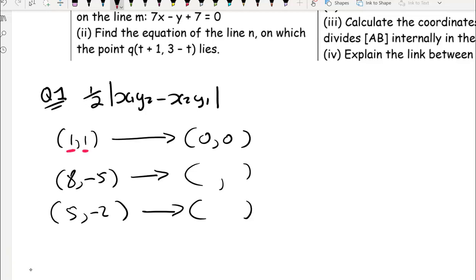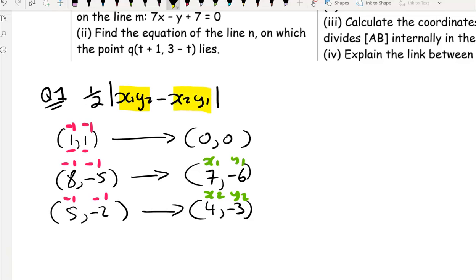So how do I change 1 to 0? I take 1. So I need to take 1 from both my x value and my y value. This will give me the points (7, -6) and (4, -3), and I label them x1, y1, x2, y2, and these are the values of x1, y1, x2, y2 for my formula.